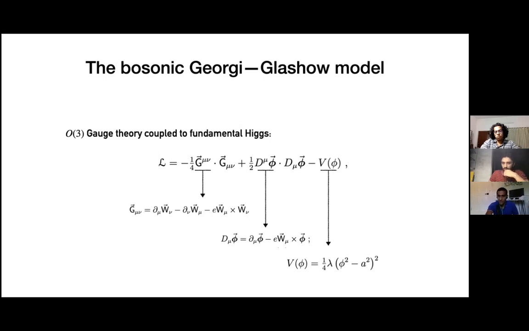Great. And we have finally the potential, which is a Higgs potential. So a metastable potential, quartic, and if we went and looked for its minima, we'll find spontaneous symmetry breaking solutions.